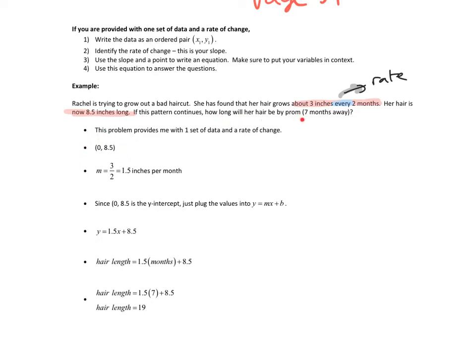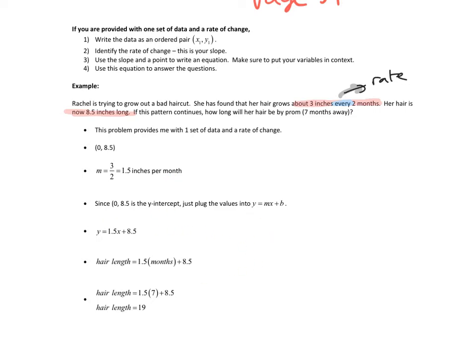And then if prom is in 7 months, we know that is 7 months from now. So that would be 7 comma something. And then we need to find our slope. Well, we're given a rate of change of 3 inches every 2 months. So 3 over 2, we divide it out. That's 1.5 inches per month. And then we can use slope-intercept form.